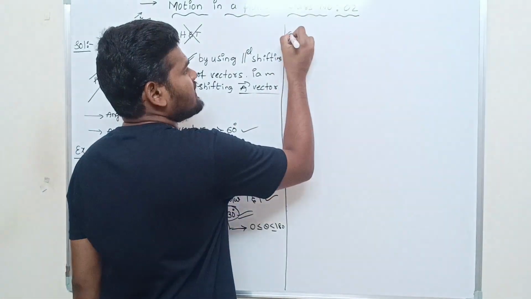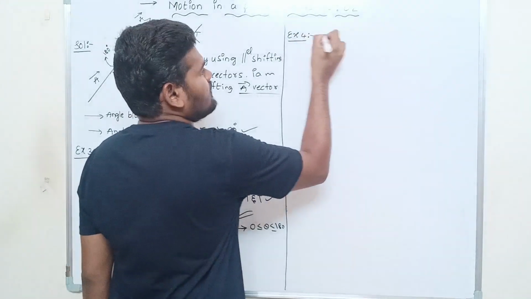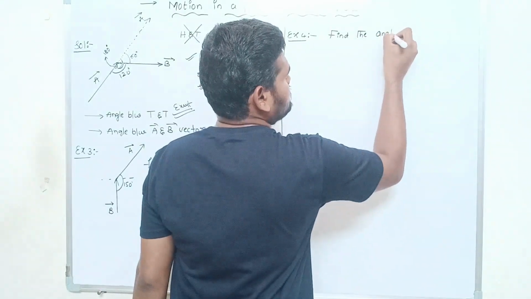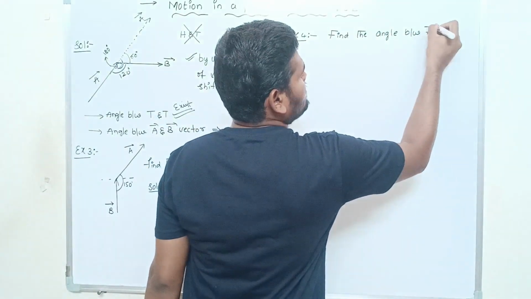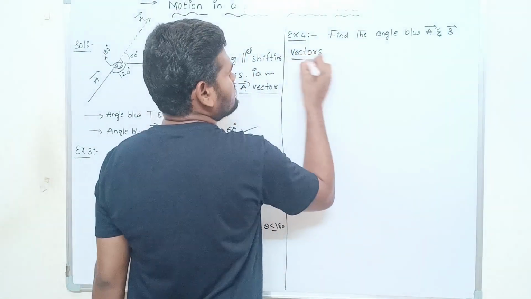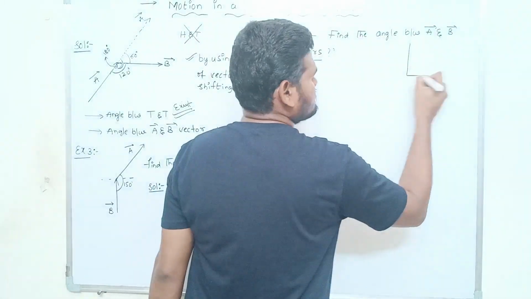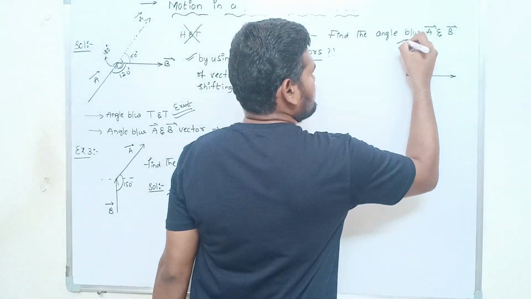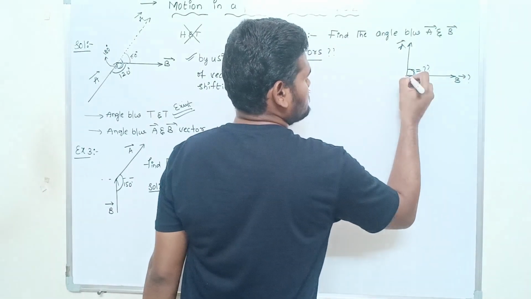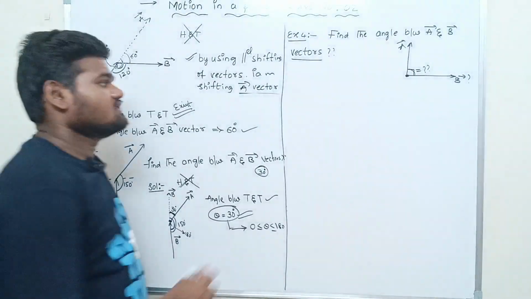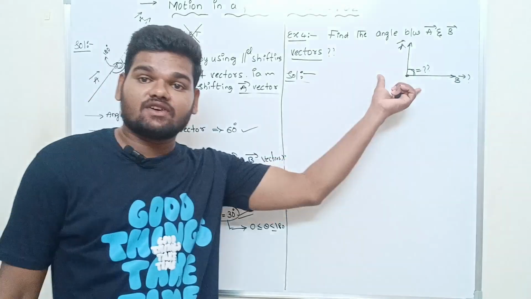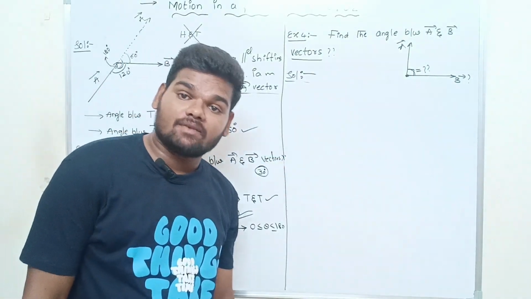Right. So let us see the fourth example. Example number 4. Find out the angle between a bar and b bar vectors. Now the diagram is like this. This is a bar vector and this is a b bar vector. So the angle between them is equal to how much? Right. So solve the solution. Easy one. Easy question. So what is the angle between a bar and b bar vectors?